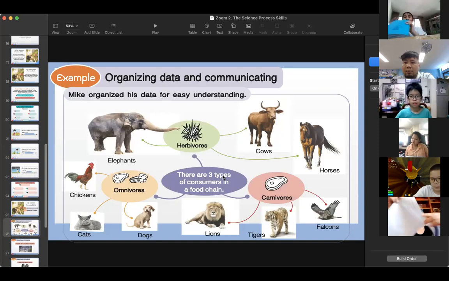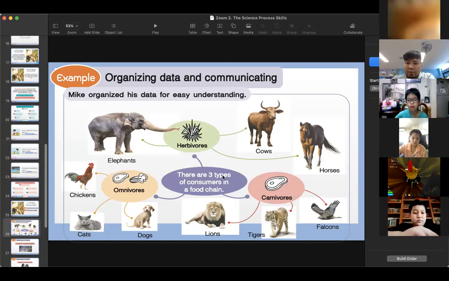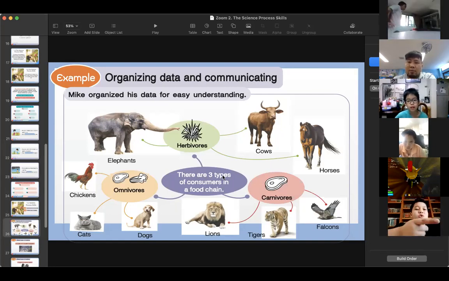Use pencil to draw, use pen to write the names of the animals. Please don't copy the same animals as this one because you have this example only. You change the animals, please. Don't copy the animals.